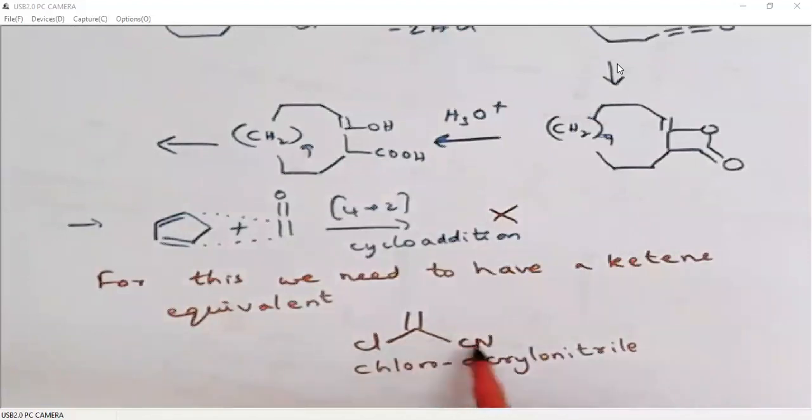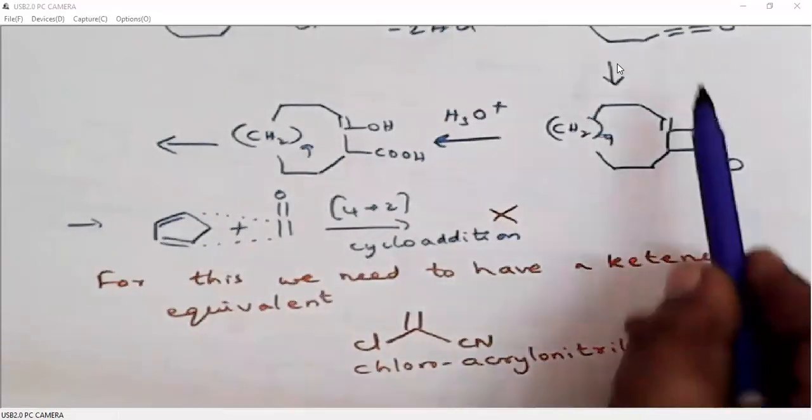Since it has two withdrawing groups, this alkene is a good dienophile, so it can easily be involved in Diels-Alder reactions. Now we will see some examples of how this ketene equivalent can be utilized in Diels-Alder reaction, followed by how we can generate the carbonyl.